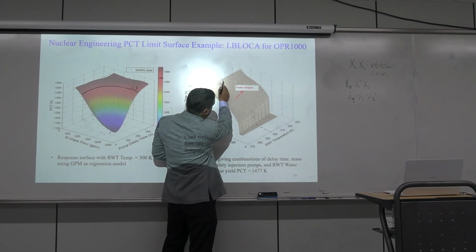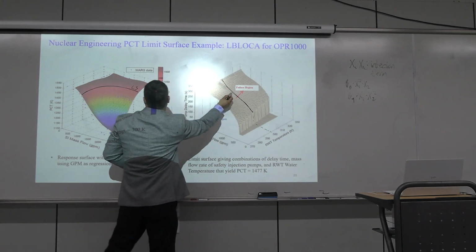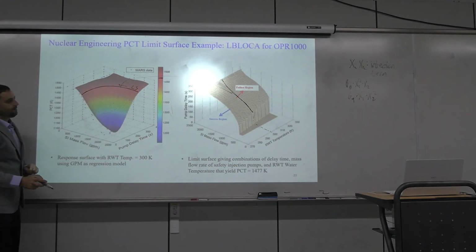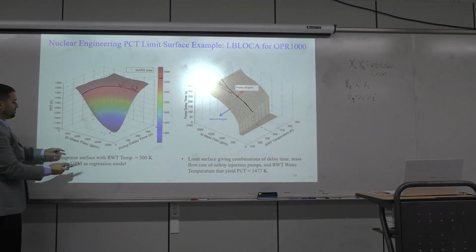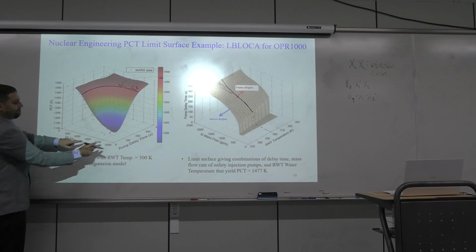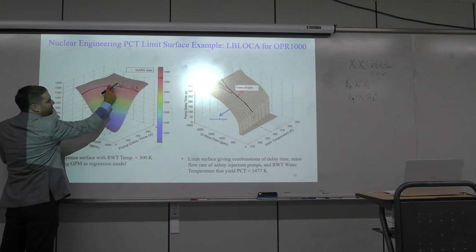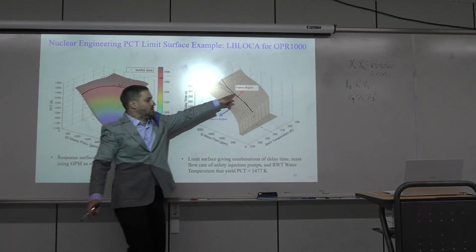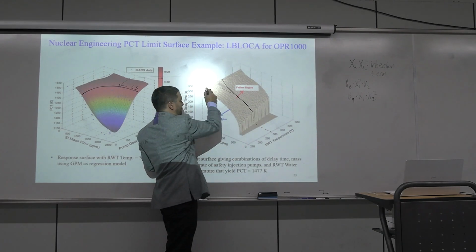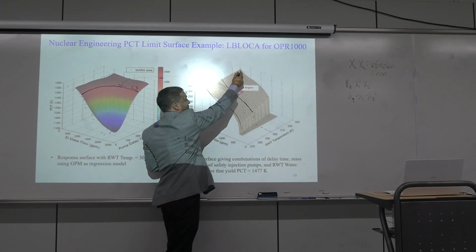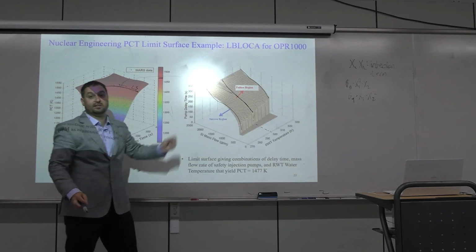So you can see here, basically these 2 curves match. This is the pump delay time and the mass flow rate. And so here we're mapping this limit surface, but now we're doing it on the 3-dimensional plane as a function of this 3rd parameter. So we build the surface at the combinations of these 3 variables.